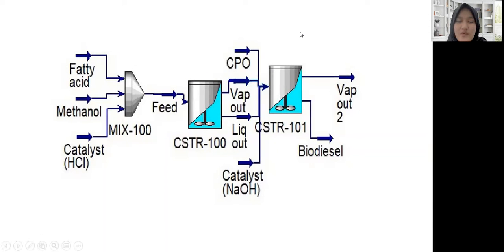This is the simulation that we use in this project. For the feed stream, we use oleic acid as fatty acid, methanol as the alcohol, and hydrochloric acid as catalyst. After that, we use the mixer to mix all of the feed. The mixture enters the first CSTR, then we input triolein as crude palm oil and sodium hydroxide as catalyst. All of this then becomes a mixture and enters the second CSTR.